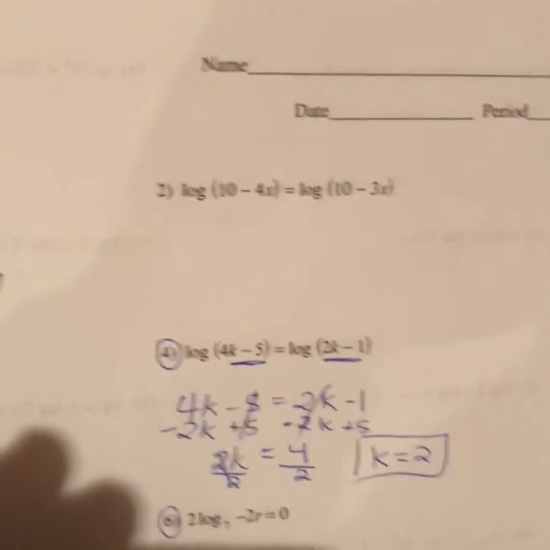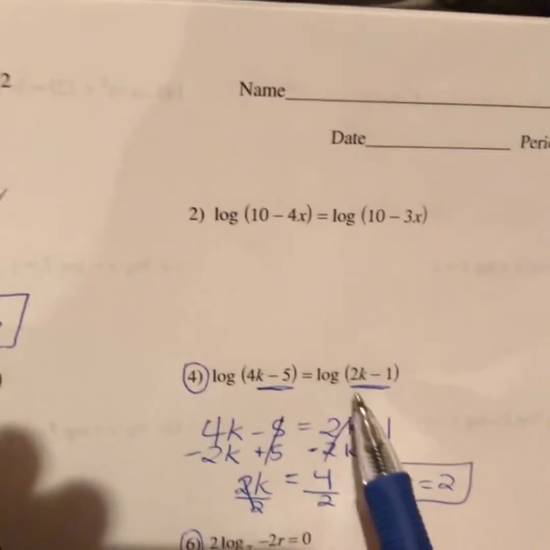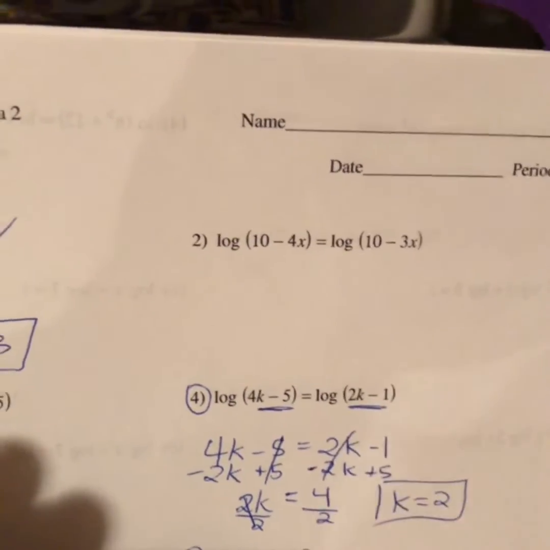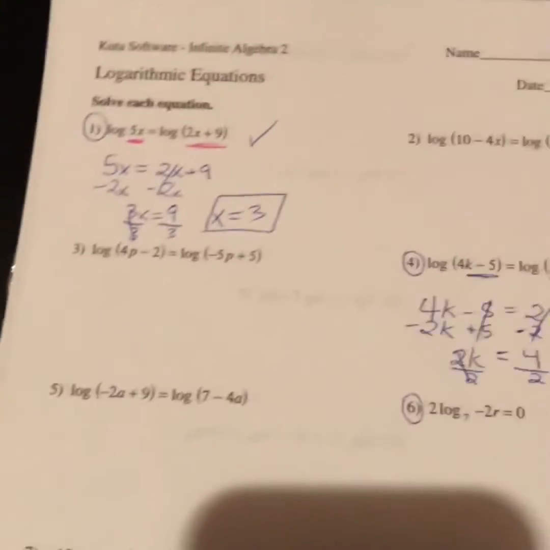All right, do a quick mental math check, plug it back in. 4 times 2 is 8, 8 minus 5 is 3, 2 times 2 is 4, 4 minus 1 is 3, yay. All right, so that's really the first 5.